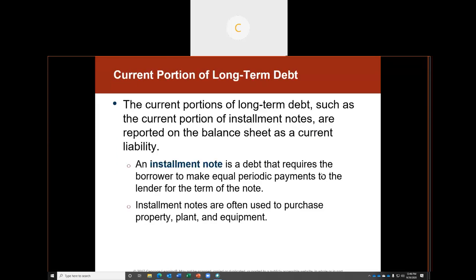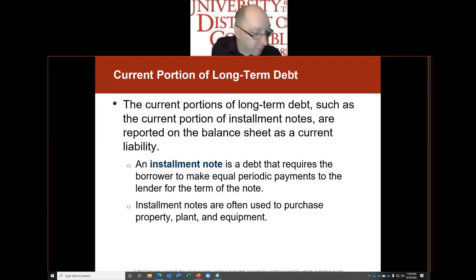Okay. So let's talk about another topic, and Cornelia, this will actually probably help to answer your question as well. Let's talk about the current portion of long-term debt. The current portion of long-term debt represents the amount that is owed within the next 12 months. That's why we call it current.